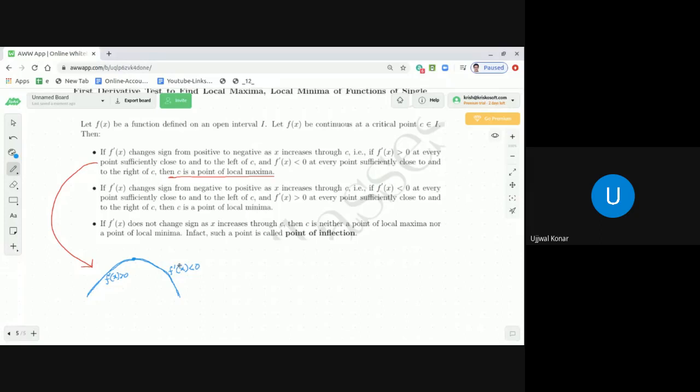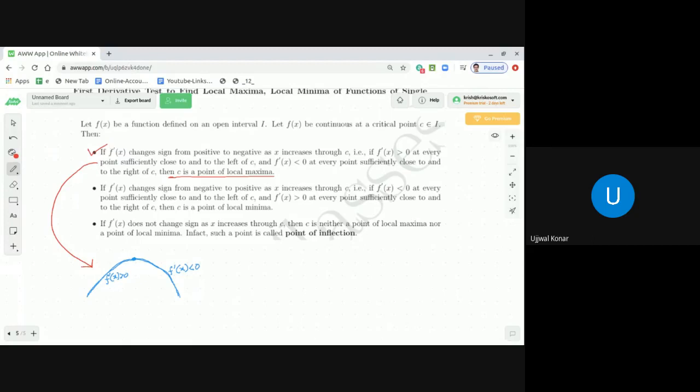Correct? Now let me revisit the statement once more. If f'(x) changes sign from positive to negative as x increases through C, that is, if f'(x) is greater than 0 at every point sufficiently close to and to the left of C, and f'(x) is less than 0 for every point sufficiently close to and to the right of C, then C is a point of local maxima. Now let us understand what is meant by the second statement. So this is what we discussed about the first statement.